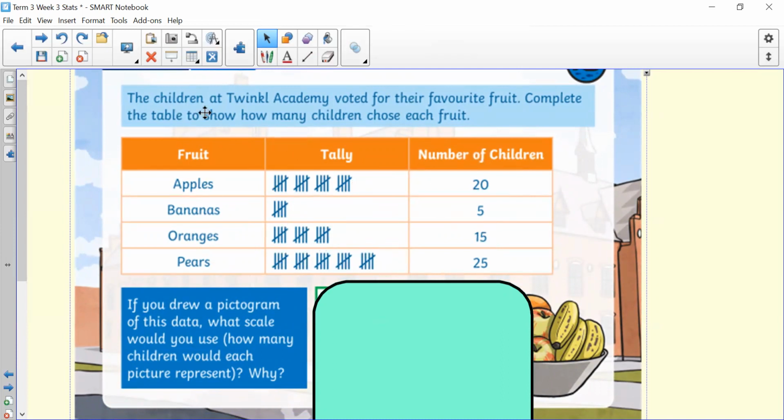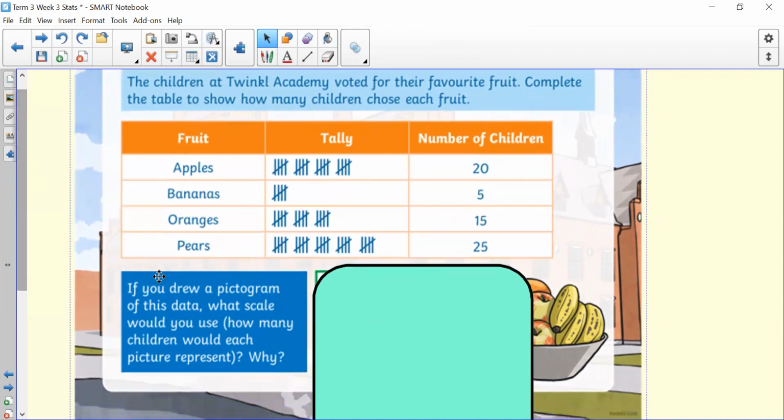Okay, I'm taking this all in. Remember, spend your time just looking first. If you drew a pictogram of this data, what scale would you use? Remember, that means how many children would each picture represent and why? Look at these numbers, okay? Think about your times tables. Pause it and have a go. Discuss if there's someone there.